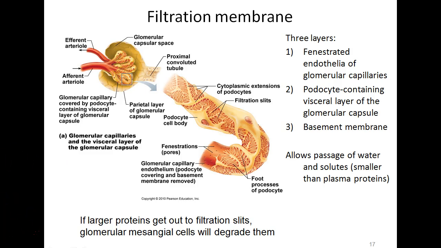It is noteworthy that if larger proteins do get out of those filtration slits, we have structures called glomerular mesangial cells that will degrade them. So these cells are positioned in a proper area where they have phagocytic properties. That is, they are able to engulf them and break them down.